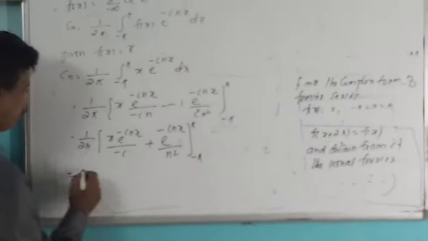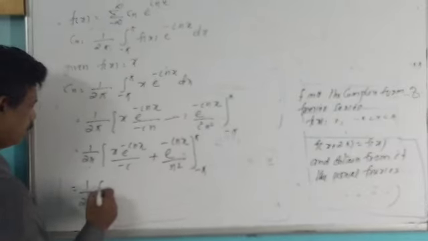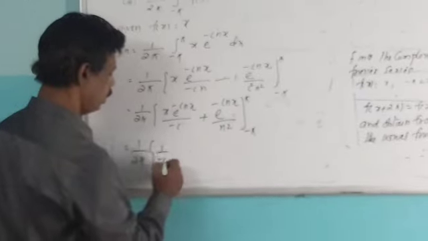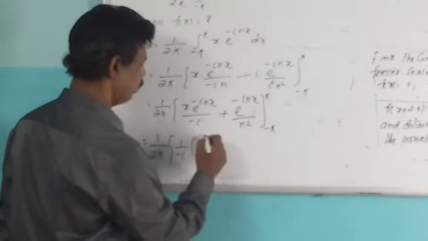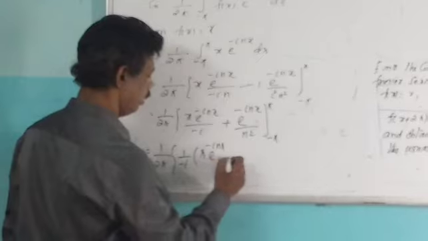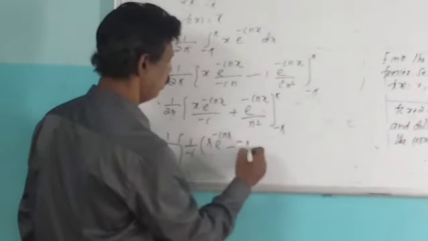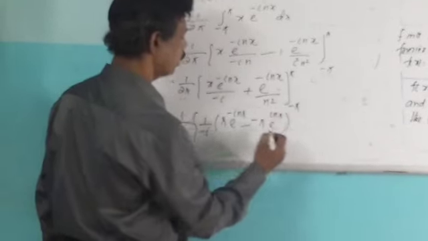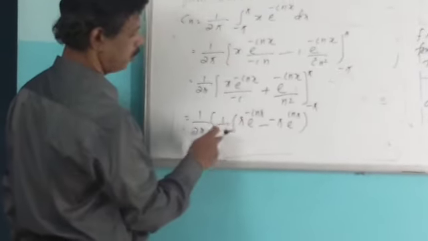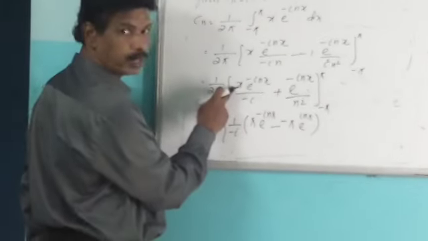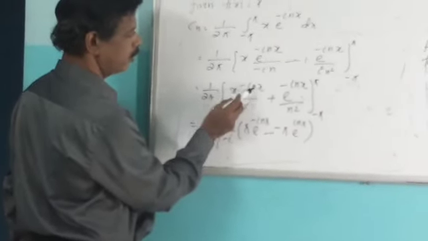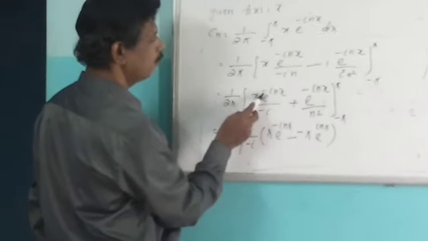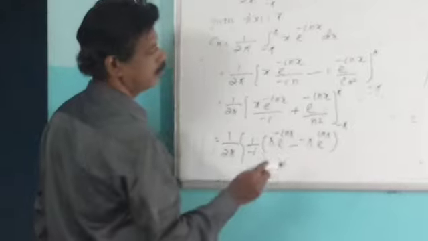That is 1 by 2 pi into 1 by minus i into pi e raised to minus i n pi, minus, put x equal to minus pi, minus into minus plus e raised to i n pi. Take 1 by minus i as a common term. Put x equal to pi: pi into e raised to minus i n pi, minus, put x equal to minus pi: minus pi into minus into minus plus, plus e raised to i n pi.